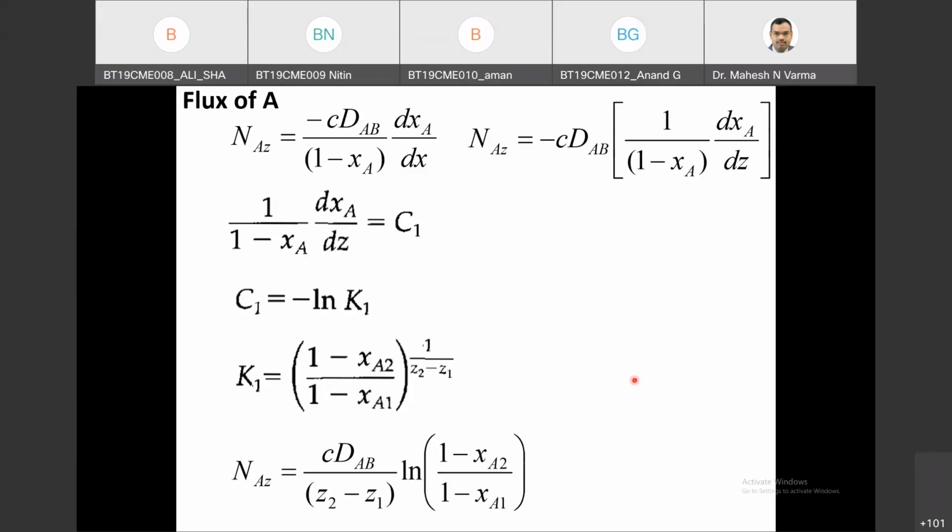So there are only 5 people who got the concentration profile. Okay, so we'll stop here with this concentration profile and flux profile. We'll discuss the same problem further in the next class.